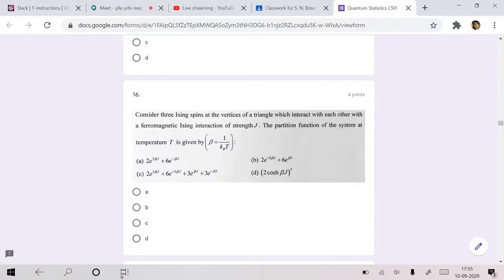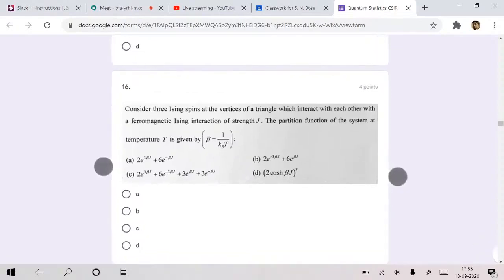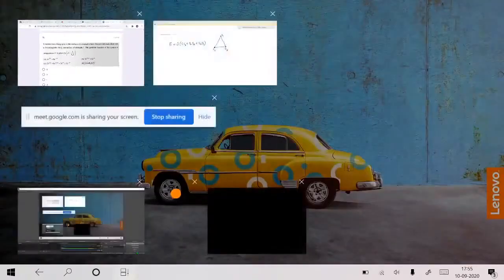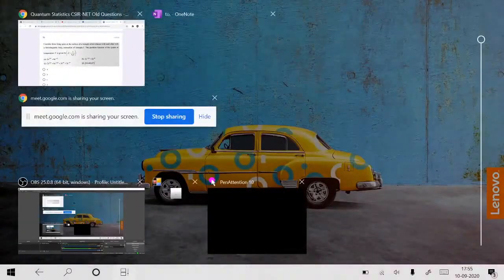Did he mention a negative sign? I think you are talking about this question. You can see this question on the screen, isn't it? Consider three... Yes, sir. Has it mentioned any negative sign? Or again, in the theory that I have discussed in the class, whether I have taken a negative sign?